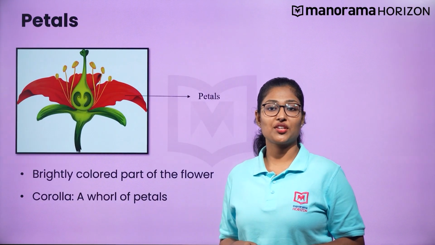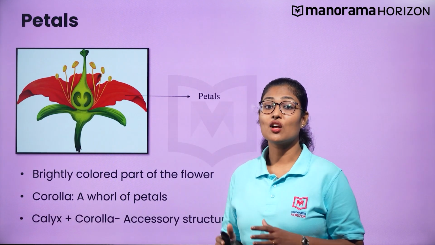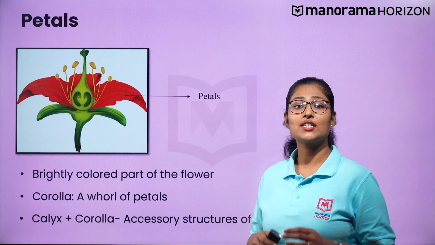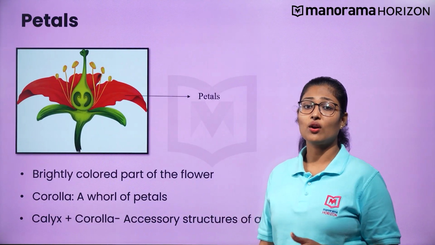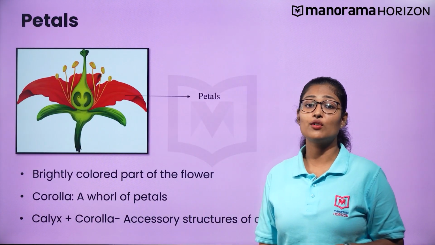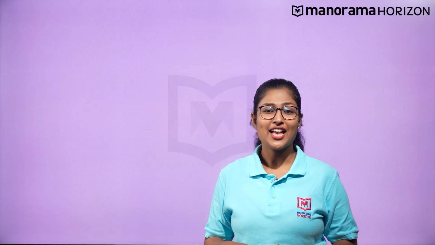You might ask a question here. What is a wall of petals called? The answer is corolla. So, all the petals of a flower are collectively termed as corolla. You should note that the calyx and corolla are called the accessory structures of a flower since they are not directly involved in sexual reproduction. If so, what are the structures of a flower that are directly involved in the process of sexual reproduction? The answer is stamen and carpel. Let us discuss these structures of a flower.